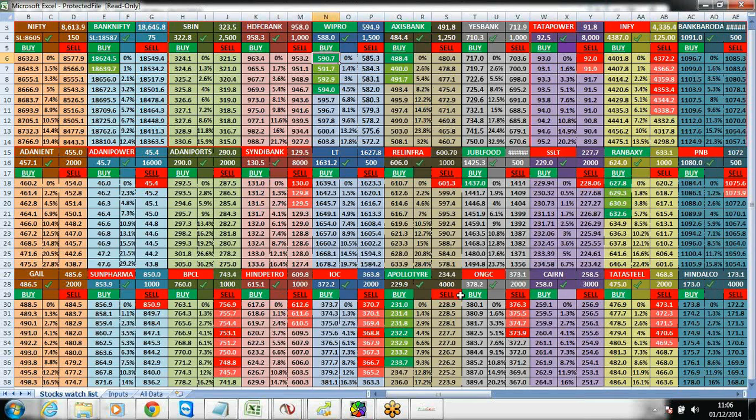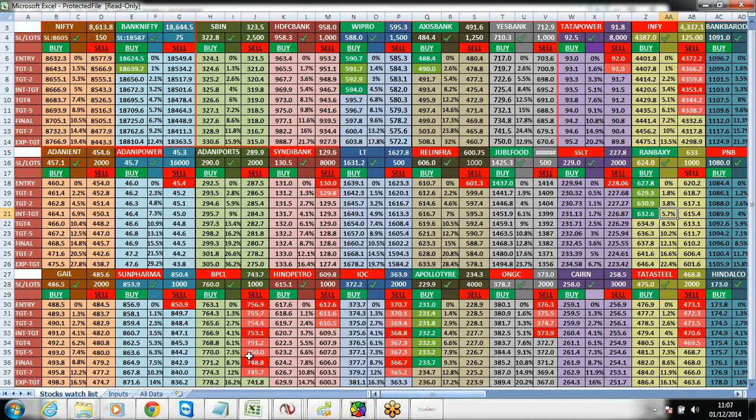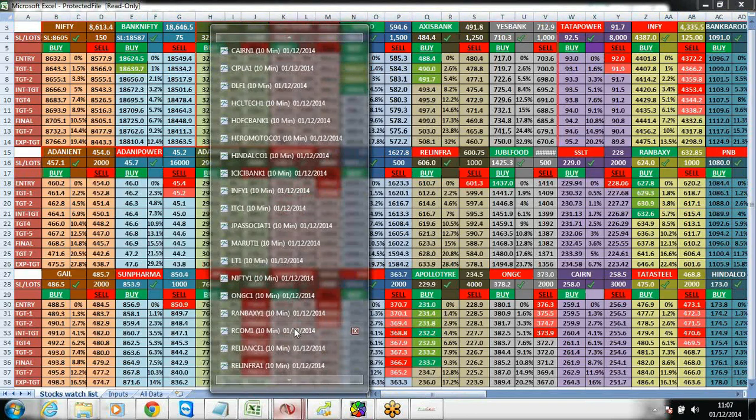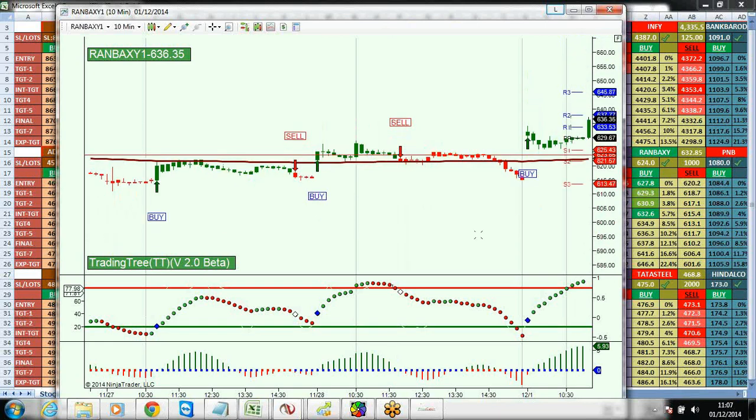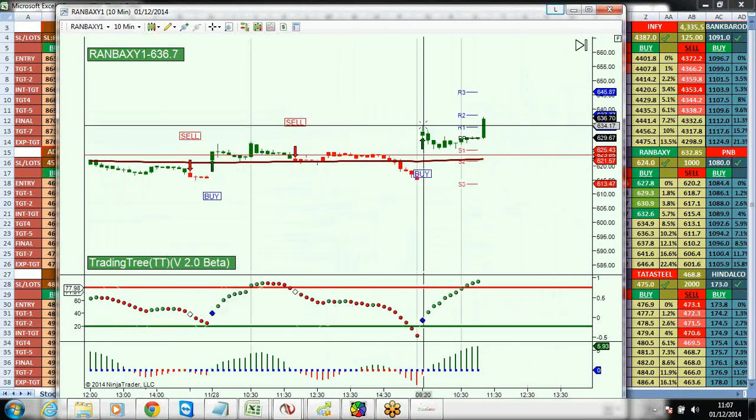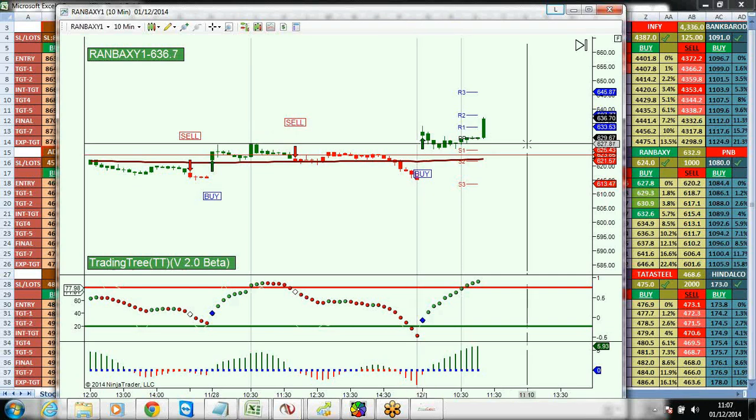So RANBAXY, if you are not observing, you have a buy call. It's already made its intermediate target. So that is RANBAXY at intermediate target. The intermediate target is around 6% profit here. You can see that here. I didn't place this order, but we could have placed this order here on this candle top. We would have been up 3 rupees by now.